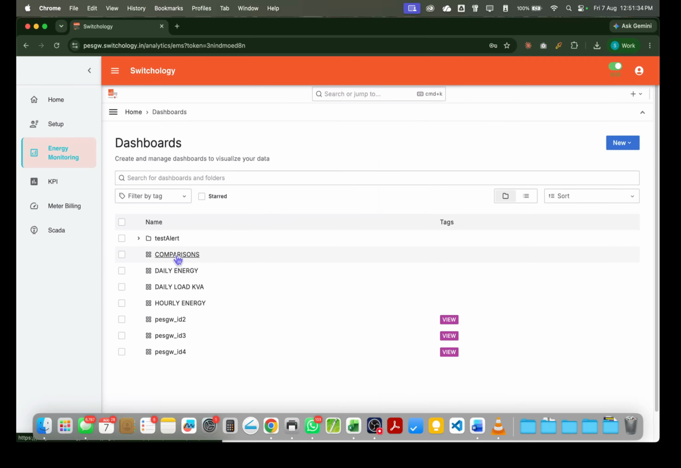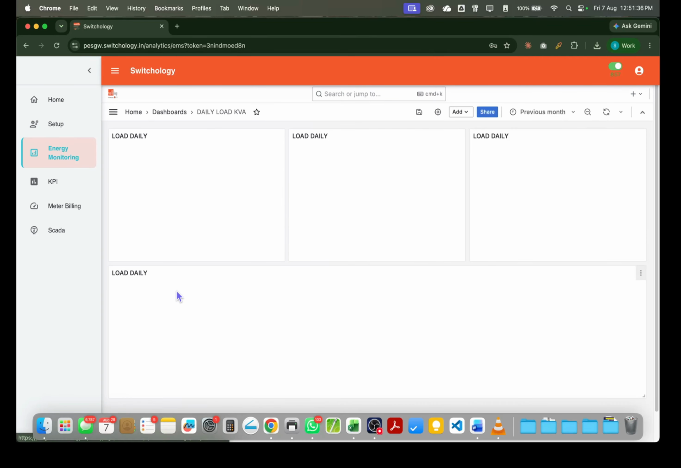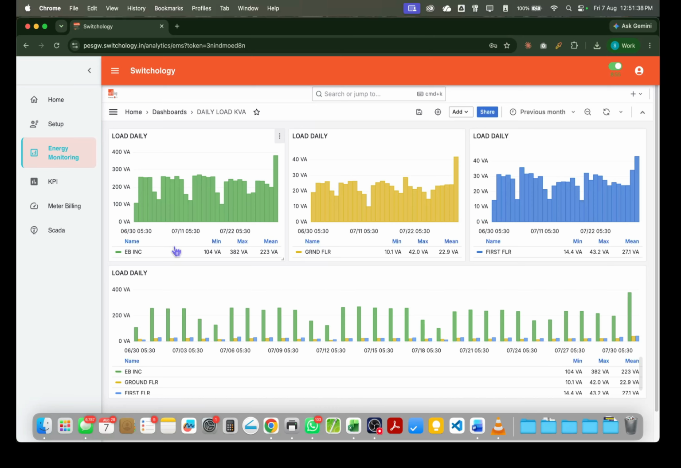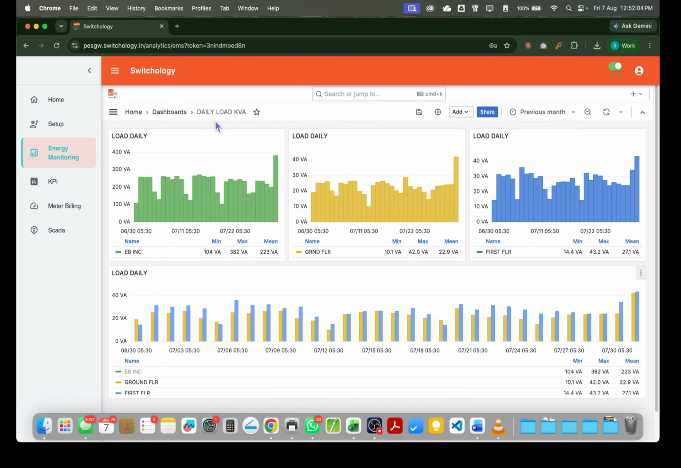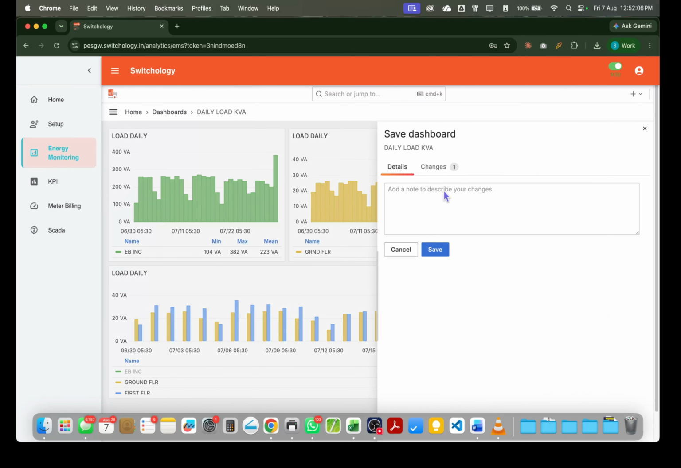And then we will do a comparison of the load also. Similar to kWh, this is a comparison for kVA. kVA is a measure of the load. So now we have all these different loads. Similarly, the load for the entire EB incoming is reaching 259 kVA during weekdays, and then it goes down to 100 kVA during weekends.